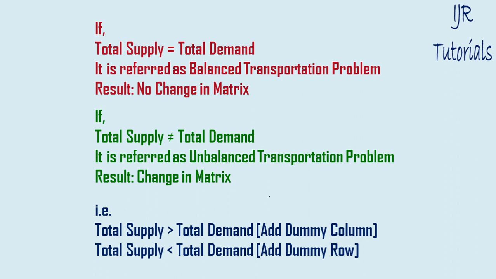If the total supply is greater than total demand, we have to add a dummy column. If the total supply is less than total demand, add a dummy row. So these are the two cases, add dummy column and add dummy row. Both are very important to us, so we need to understand this concept.